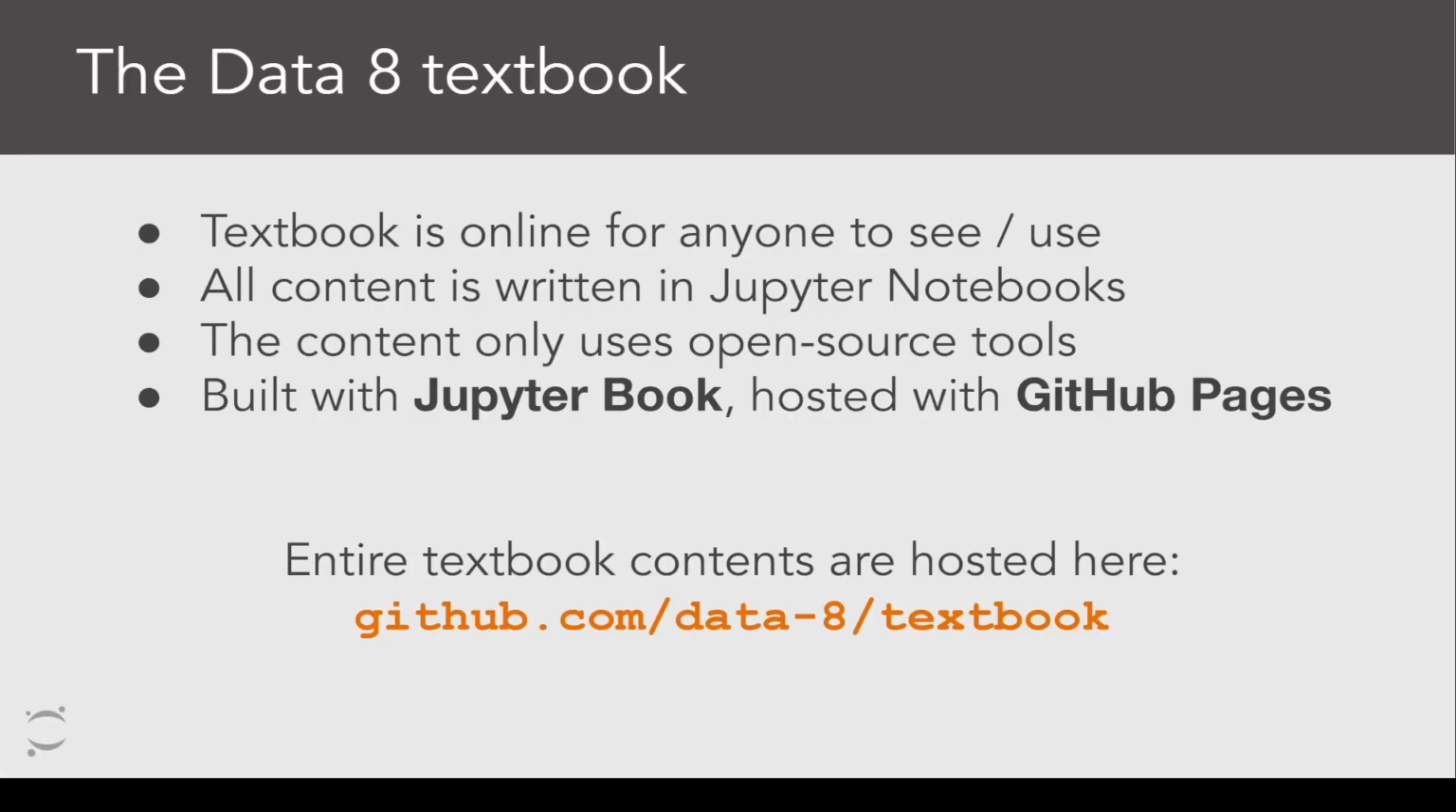So the Data 8 textbook is online. It's freely available for anyone to see and to use. It's licensed so that you can reuse it in your own content. I think it's CC BY non-derivatives license, something like that. All of the content of the Data 8 textbook is written in Jupyter notebooks, so they're all runnable on their own, although they are displayed to students as a Jupyter book.